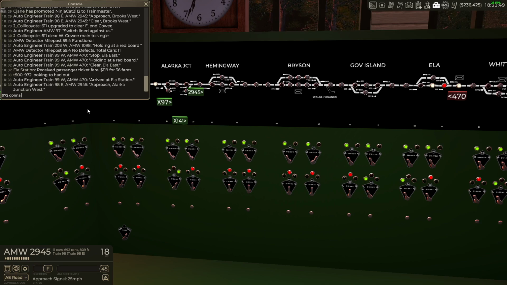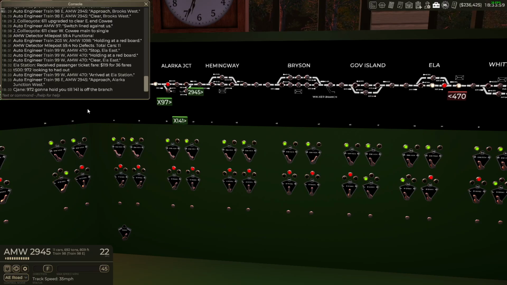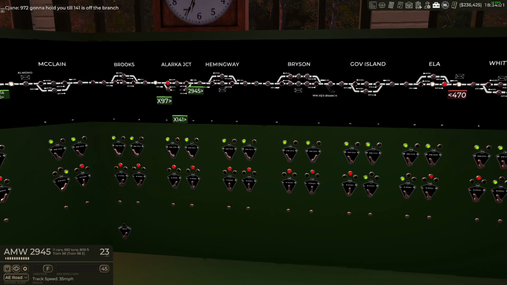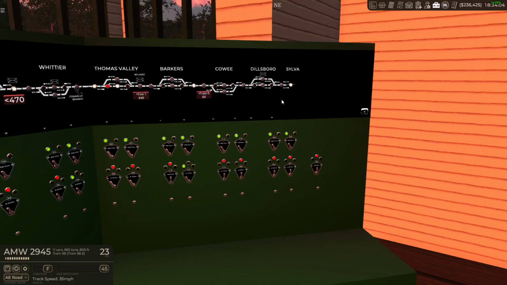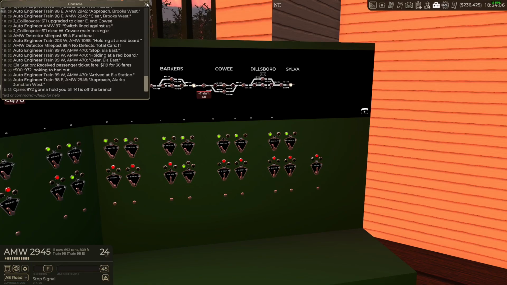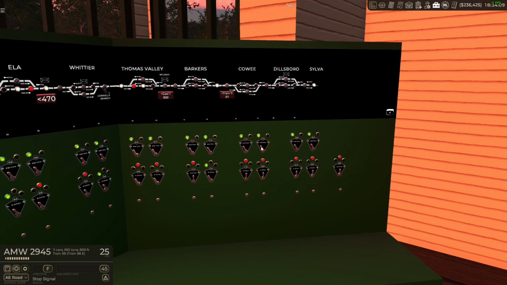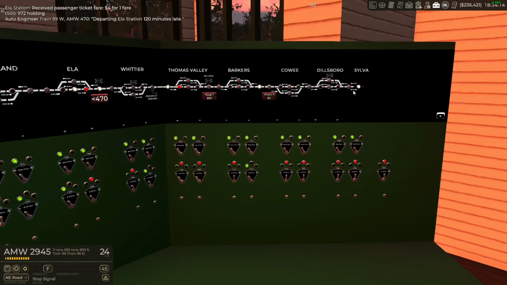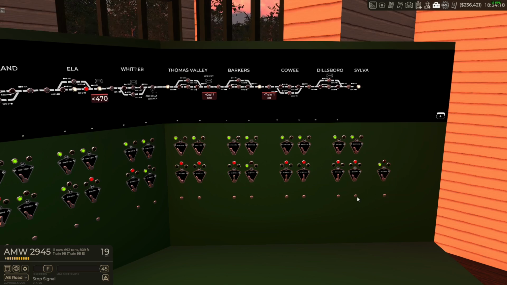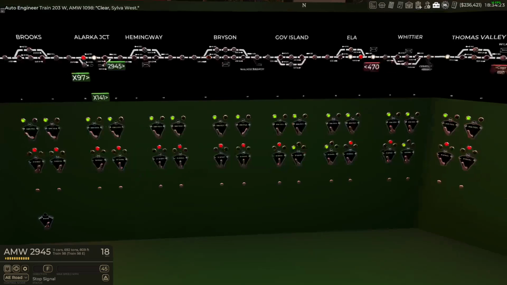972, gonna hold you till 141 is off the branch. And someone was yelling at me about 1098. Is that still a thing? 78, holding at red board for Silva, looking ahead west. Yeah, let's get you going too. Gonna get you lights to Dillsboro. Thank you, dispatch.